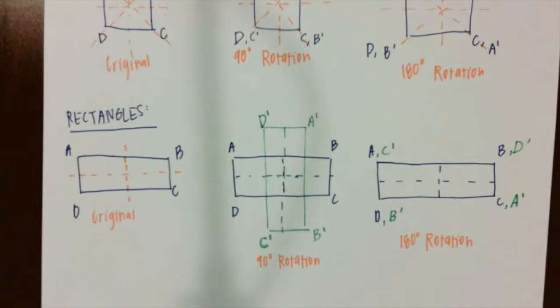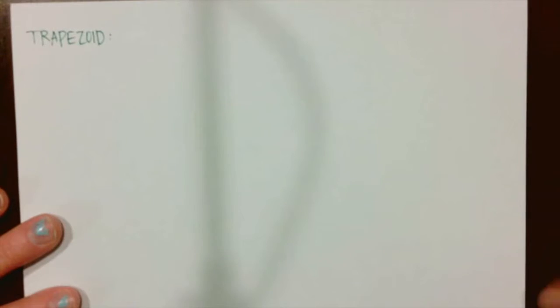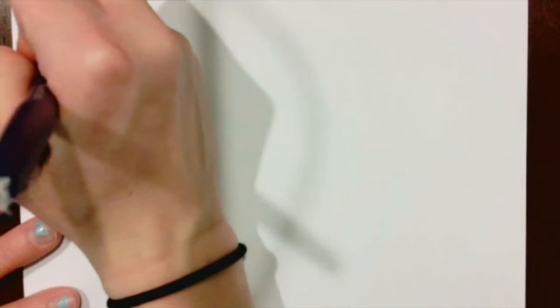Now let's look at a 180 degree, or not 180 degree, let's look at rotations of trapezoids. So a trapezoid is a four-sided figure where two sides are parallel and two sides are not parallel. I'm going to look at an isosceles trapezoid.